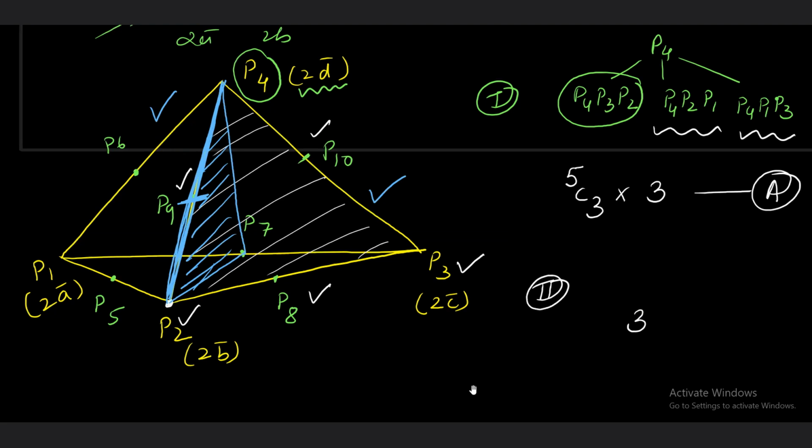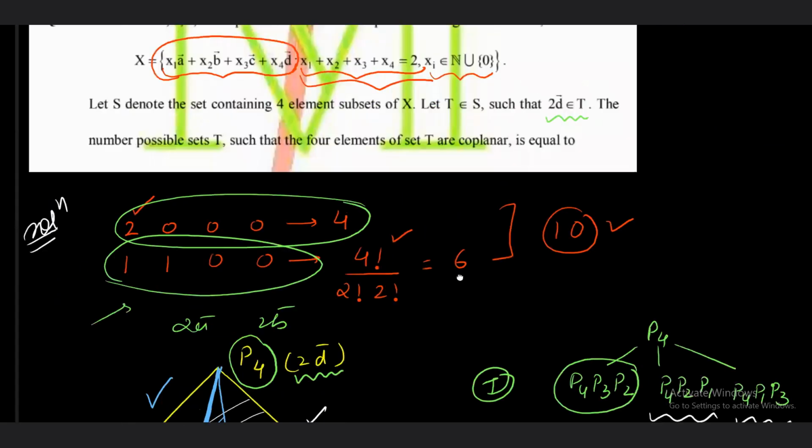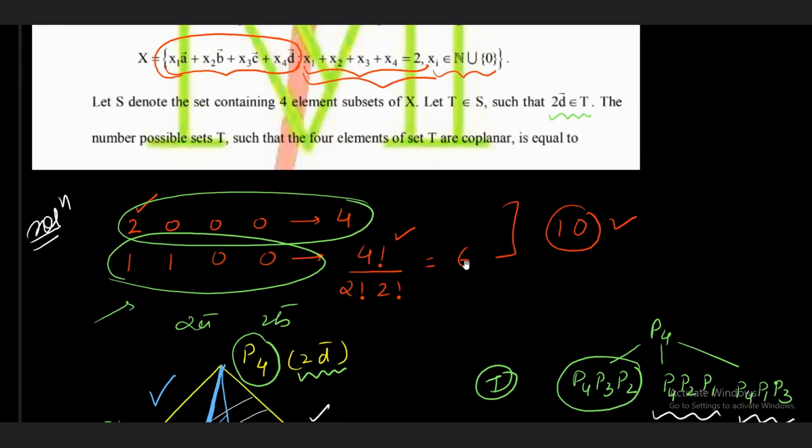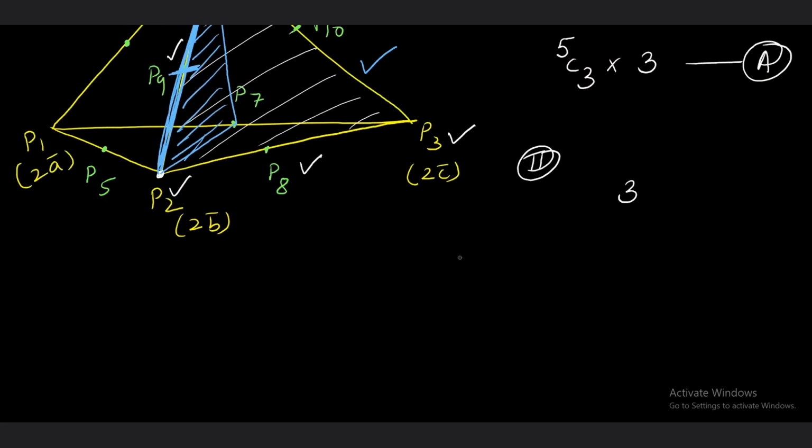Now I have to find the final answer. So what is going to be the final answer for the question? What exactly do we have to find out? The number of possible sets T such that the 4 elements of set T are coplanar is equal to. Now we have to find this, so let us find it. This will be 3 multiplied by 5C3 and after that, plus 3, right? So what is 5C3? 5C3 is the same as 5C2. It is 10. 30 plus 3, that is 33 ways. So here is the answer to the question. We will be getting 33 such ways.